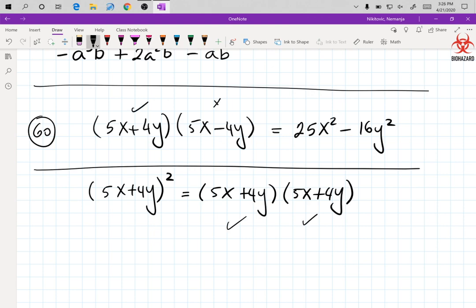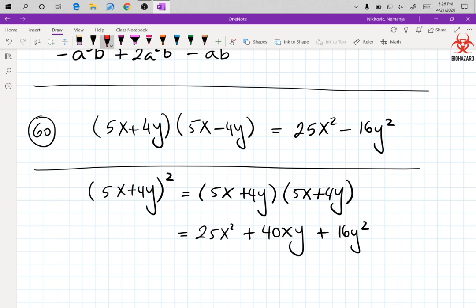This one has a plus and a minus. So you have to be careful and look at what you have, right? Because the other one is going to be 25x squared plus 40xy plus 16y squared, right? So it gives us a different formula.